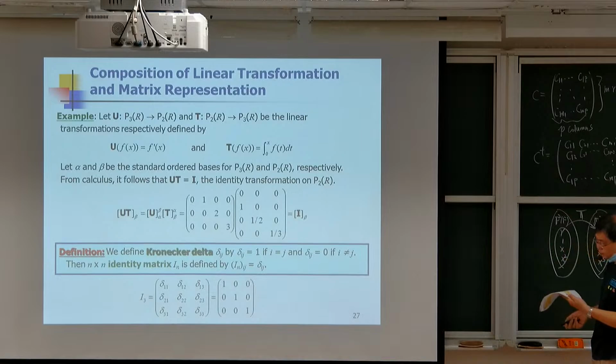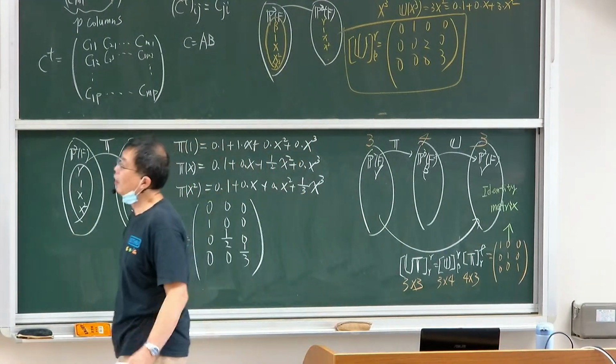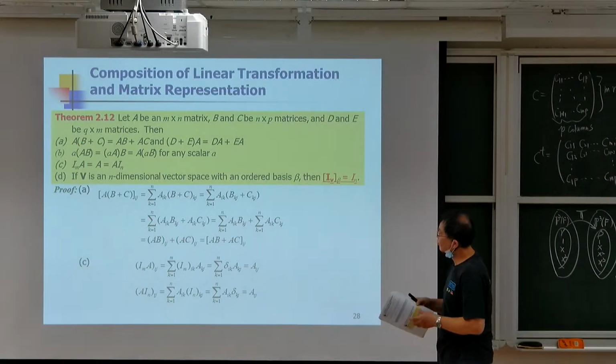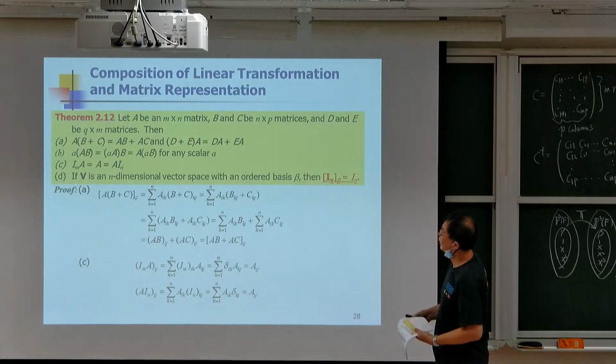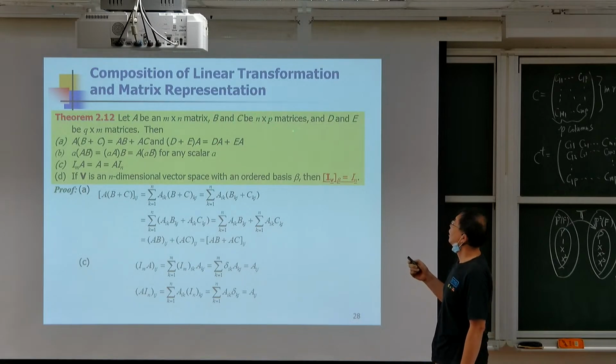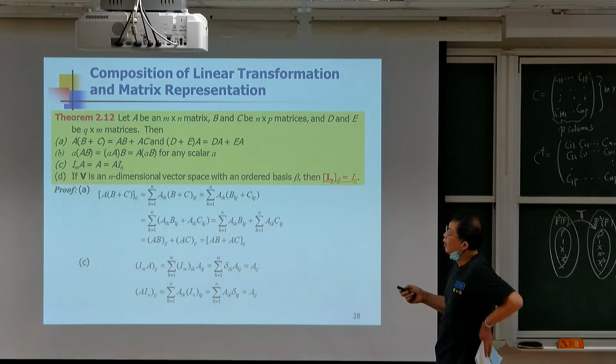Okay, this is pretty simple. And then for the composition, Theorem 2.12 states: let A be an m by n matrix, B and C be n by p matrices, and D and E be q by m matrices. Then the distribution law is valid: A times (B plus C), because B and C have the same dimension.